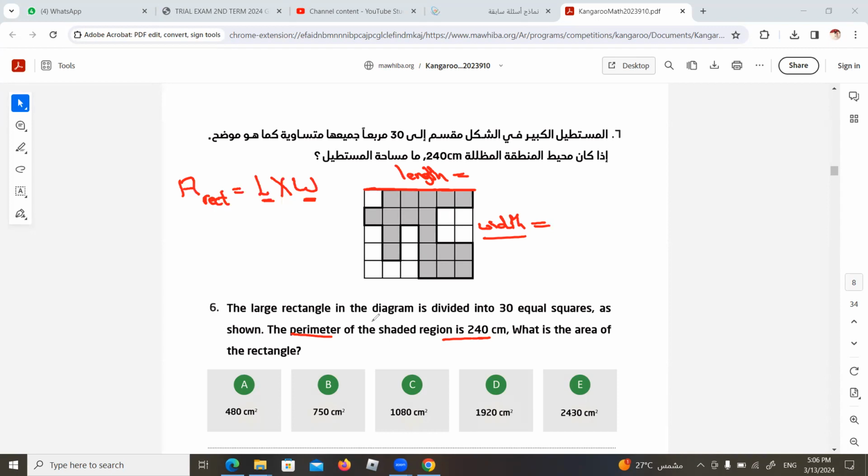But what is the perimeter? The perimeter is the addition or the calculation of the outer frame. We must add the sum. The sum of the outer frame is our perimeter. So what is the sum of the outer frame? We will count it together. We have our perimeter, it's 240.